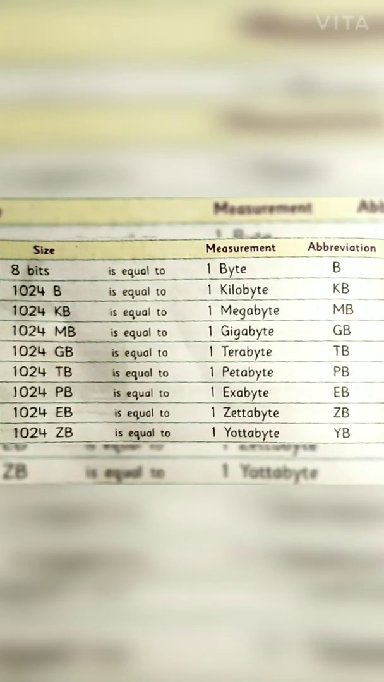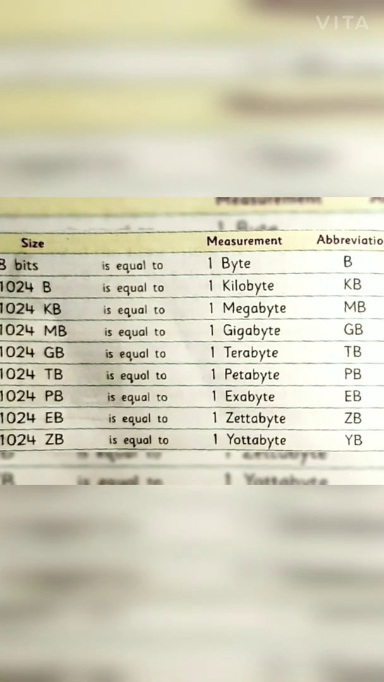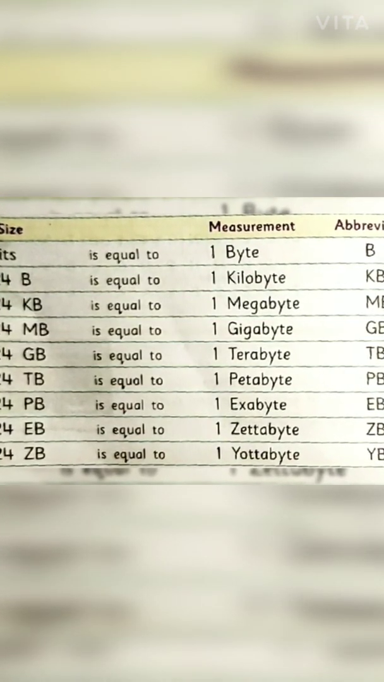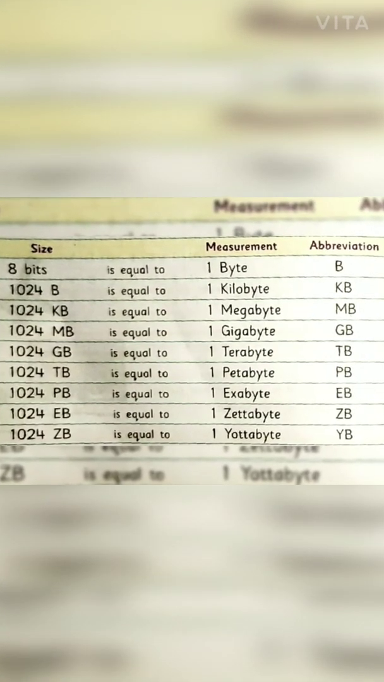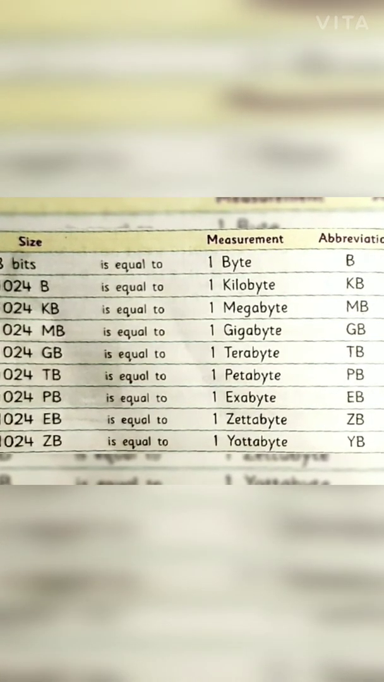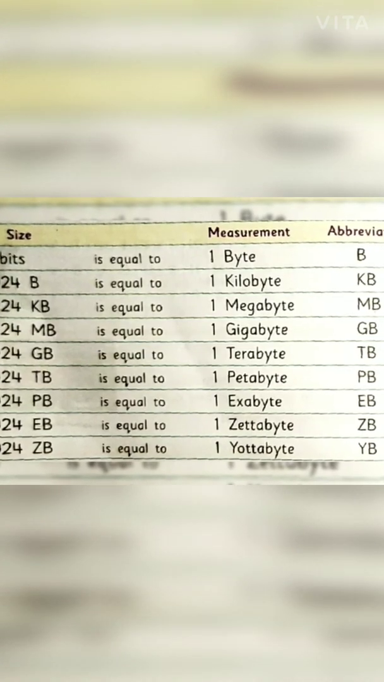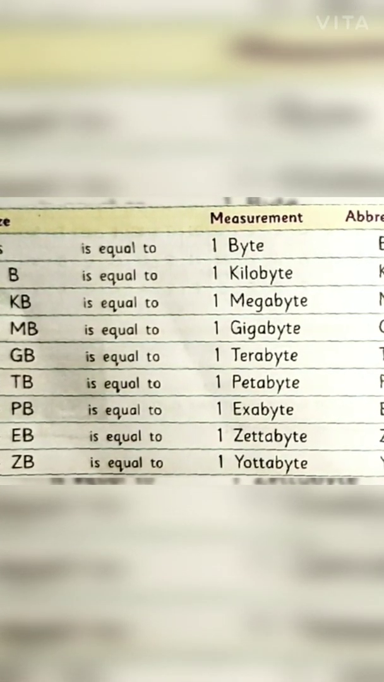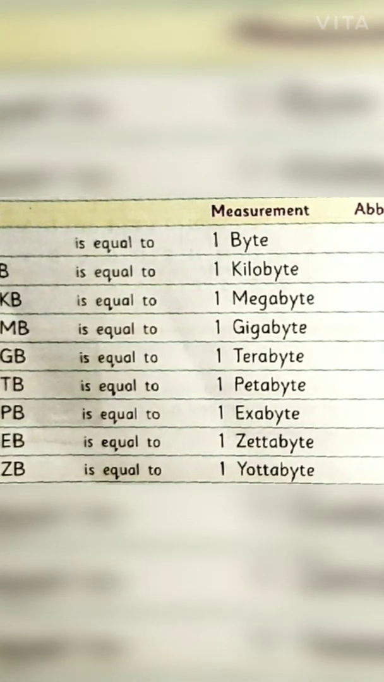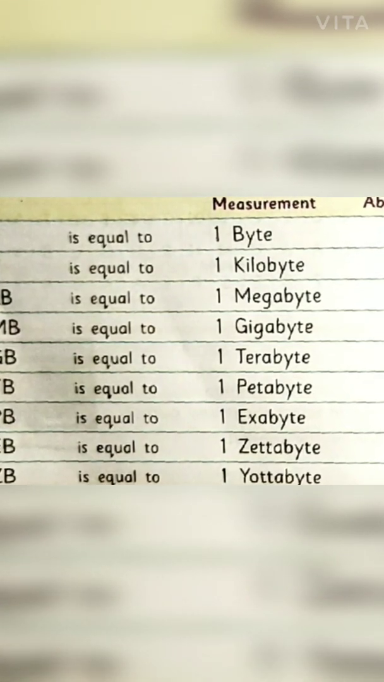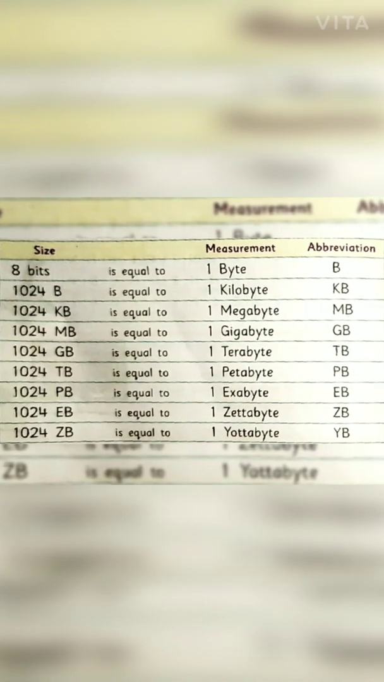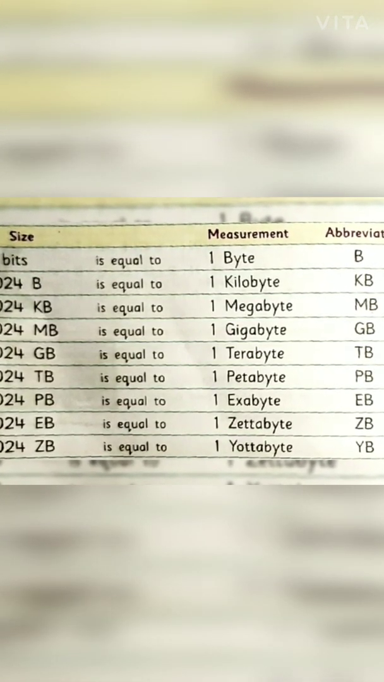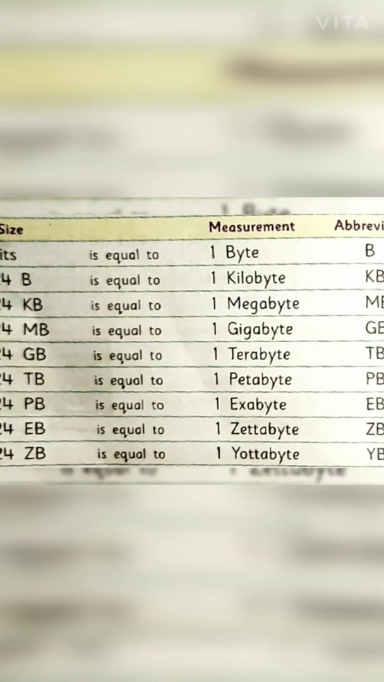And 1024 B or bytes is equal to 1 kilobyte or KB, and 1024 kilobytes is equal to 1 megabyte or MB, and 1024 MB is equal to 1 gigabyte or GB, and 1024 GB is equal to 1 terabyte or TB. 1024 terabytes is equal to 1 petabyte or PB, and 1024 PB is equal to 1 exabyte or EB, and 1024 EB is equal to 1 zettabyte or ZB, and 1024 ZB is equal to 1 yottabyte, short form YB. Okay. Is it clear, students?